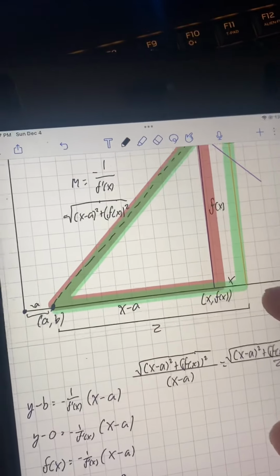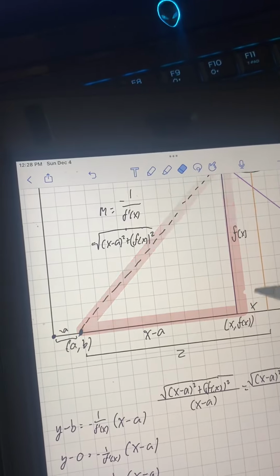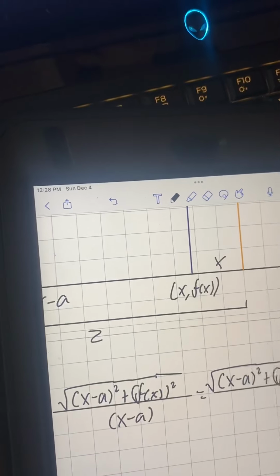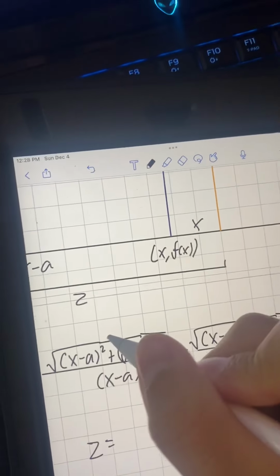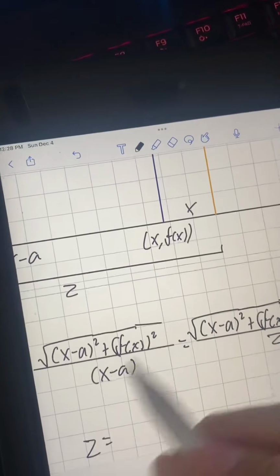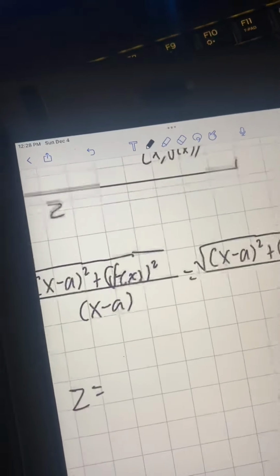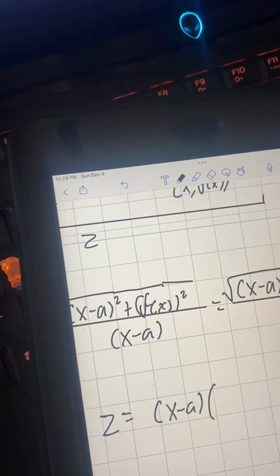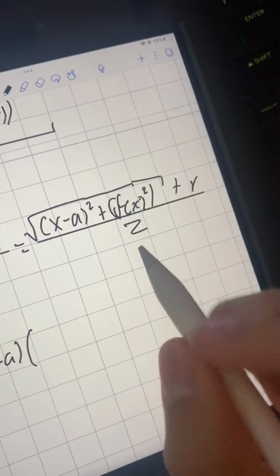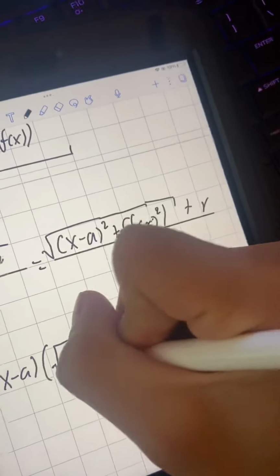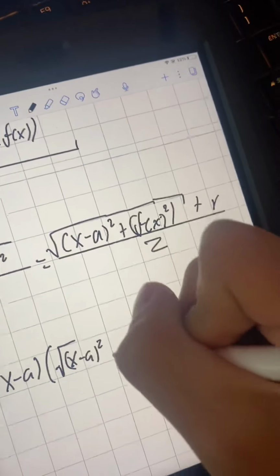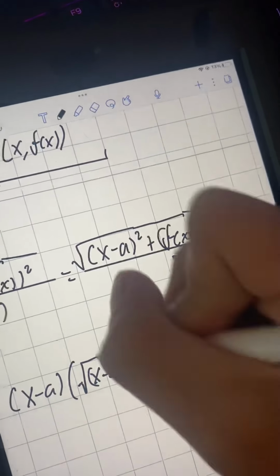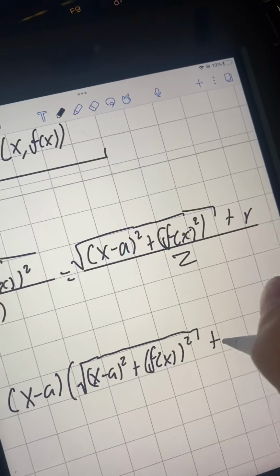So solving for z, I'm going to delete these lines here. If I solve for z, I get z is equal to, if I move that over, right, I'm going to subtract this down, divide it down, and then multiply this up. So you'll catch what I'm doing. I'm going to multiply the x minus a to the top, and I'll have to multiply that by the whole thing, the plus r as well. So I'll have the square root of (x minus a) squared plus f of x squared, the root of that, plus r.